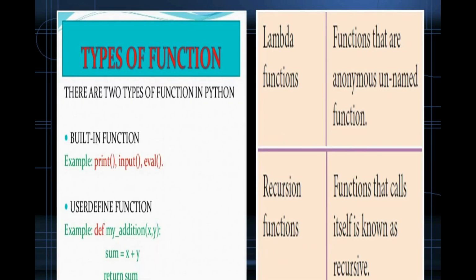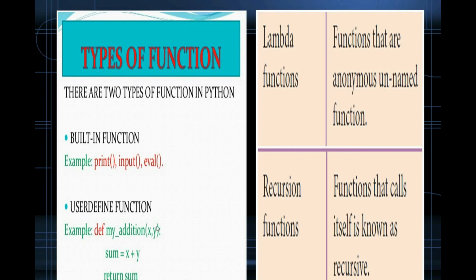Built-in functions are the functions that are inbuilt within Python. For example, print, input, eval. Next is user-defined function. Functions defined by the users themselves. Example, def my addition. So this my addition is the function that has been defined here by the user. So a user-defined function is a function defined by the user themselves.